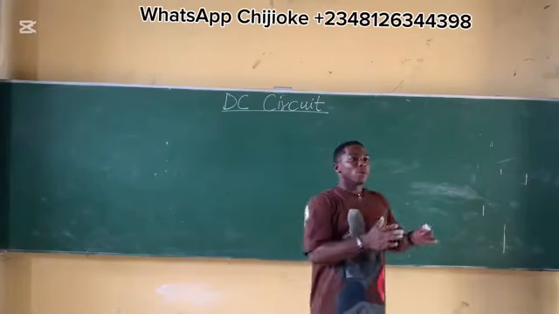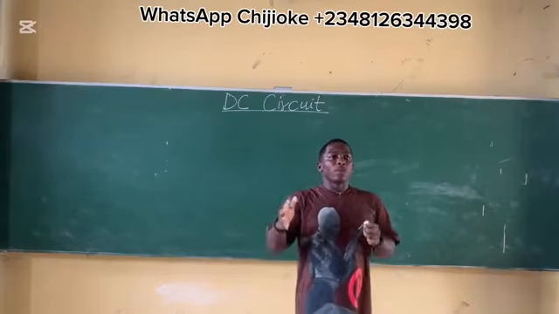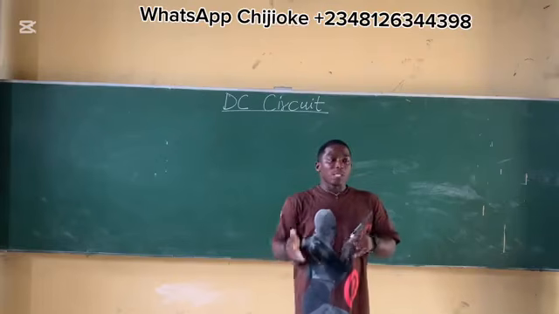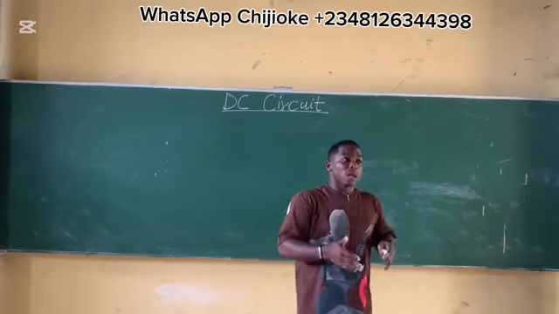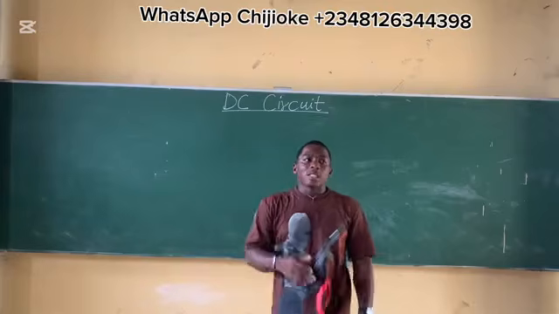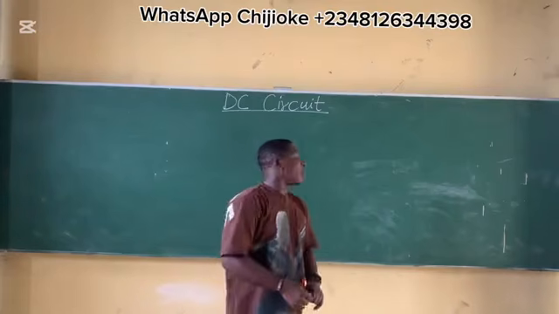In an open circuit, there is no flow of current, but in a closed circuit, there is flow of current. It means there is potential difference and current in a closed circuit. But in an open circuit, there is no current and no potential difference. So that is that for the two types of circuits. So let's begin the class proper.